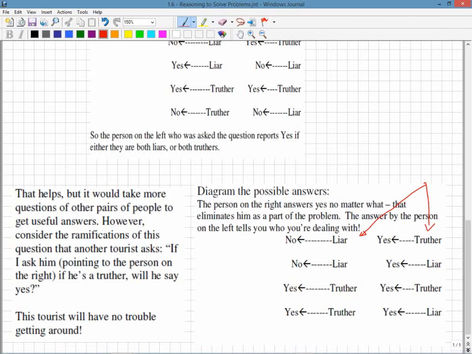So here we can see the answer by the person on the left tells you who you're dealing with, because all of these answers are yes. Therefore, when I go to the person on the left and ask them, I can see right away who the liars are, these people that say no. So there are different ways to go through these questions.